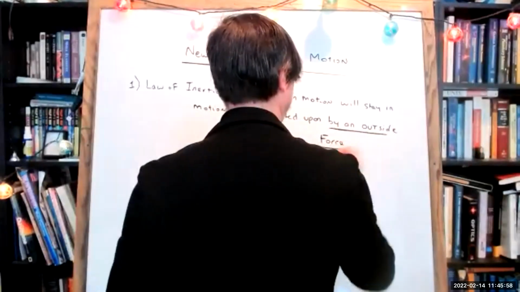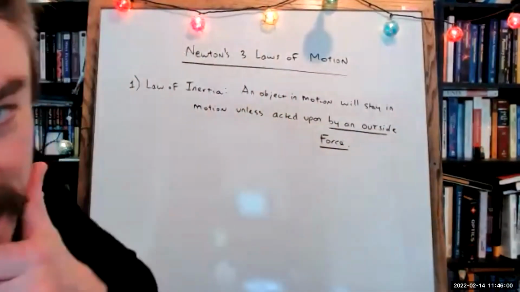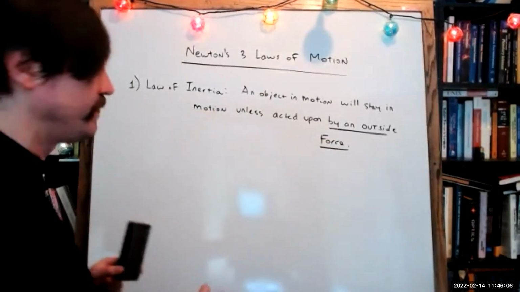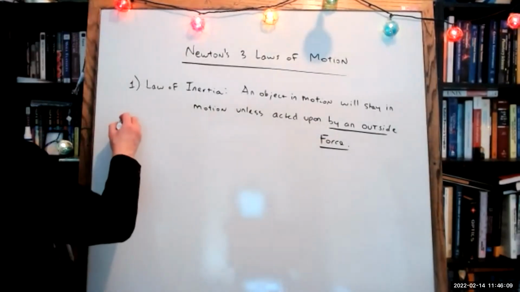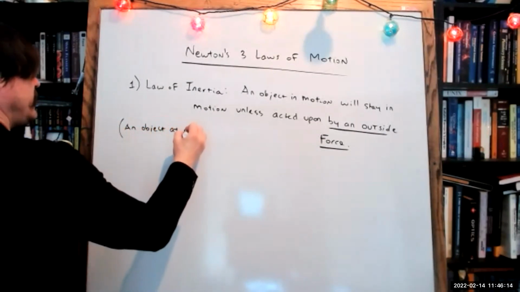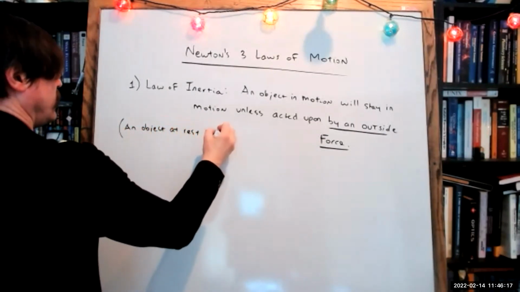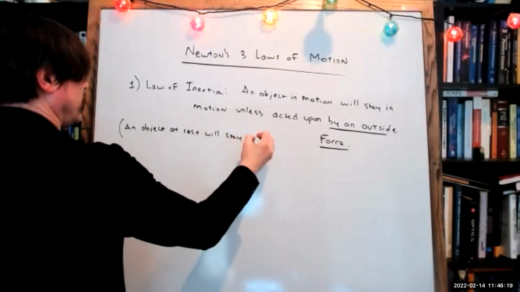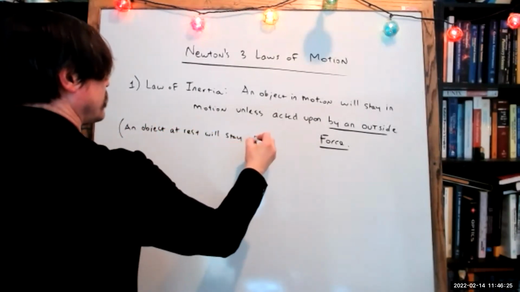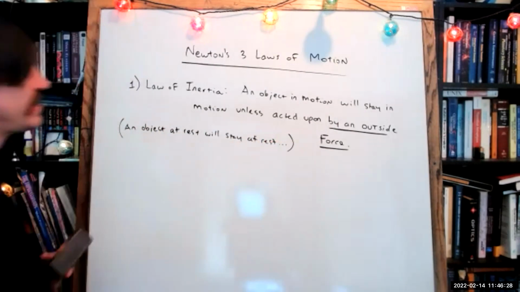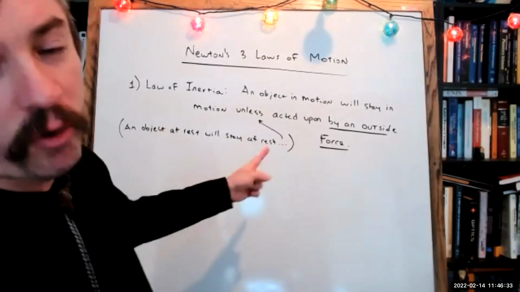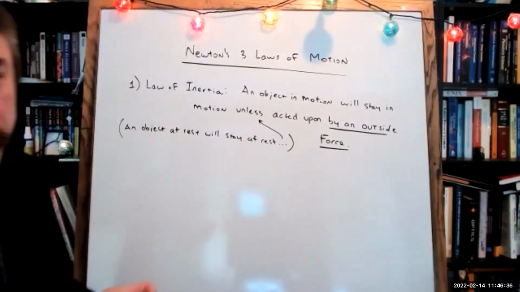And we'll underline by an outside force because that's sort of the most important part. They're telling us forces are things that change motion. There's another variation, of course, which says an object at rest will stay at rest unless acted upon by an outside force. That's called a corollary. It's a different way of saying the same thing.